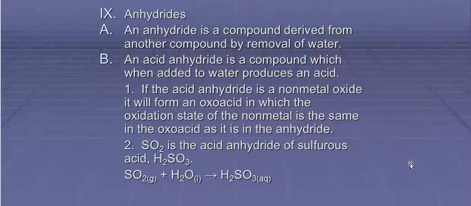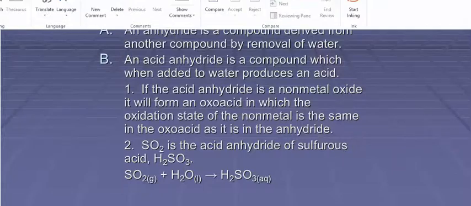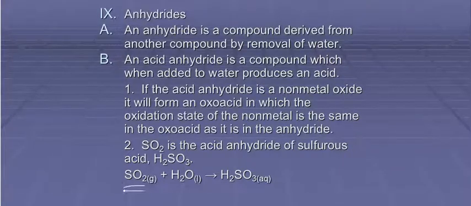The 9th type, anhydrides. An anhydride literally means without water. So it's a compound derived from something else by removing water. An acid anhydride is a compound which, when added to water, produces an acid. So in this example down here, SO2 is an acid anhydride because when I add it to water, it produces an acid, H2SO3. Now, by the way, this is a combination reaction. SO2, the charge on sulfur was +4, so sulfur is a +4 over here. This is a combination reaction as well. We're just using different terminology.